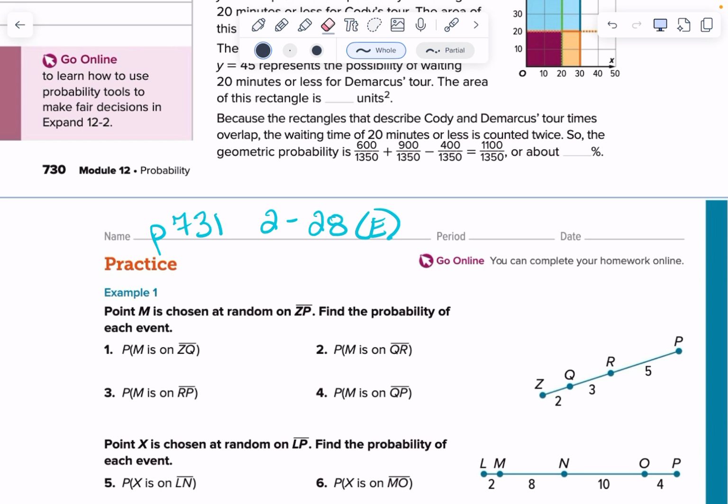Here is the homework assignment. 731, 2 through 28 evens. Make sure you get them written down. Ready, set.